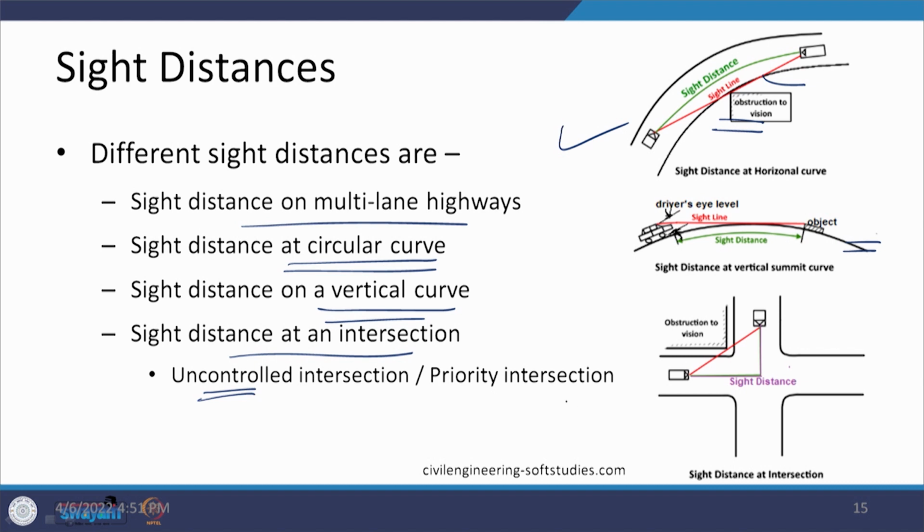One is uncontrolled intersection and another one is a priority intersection. So, these are the types which we are going to take up one by one when we will be discussing in the further interactions to follow. The situations are also going to be there on a road. Now, what are those situations?